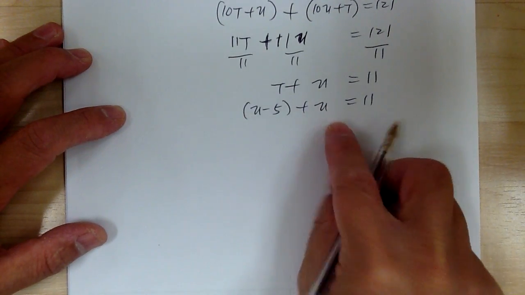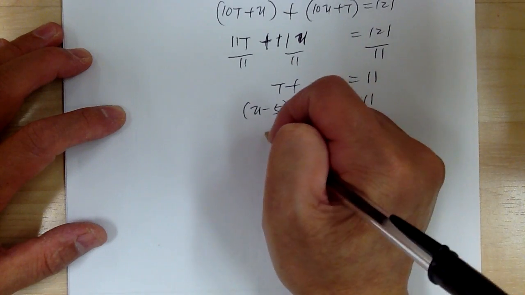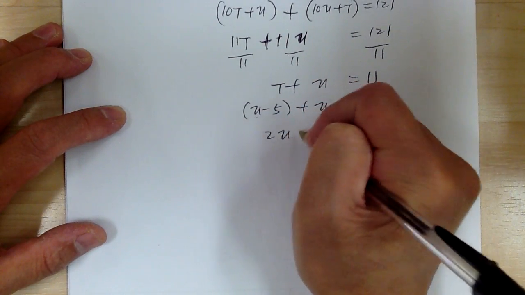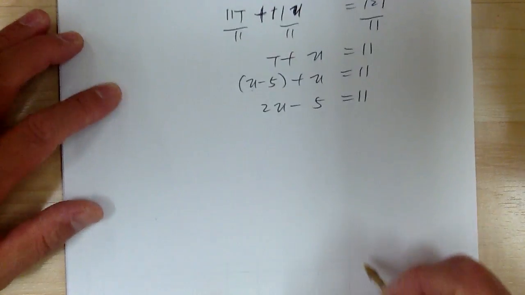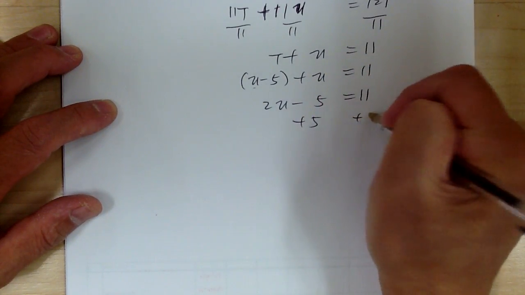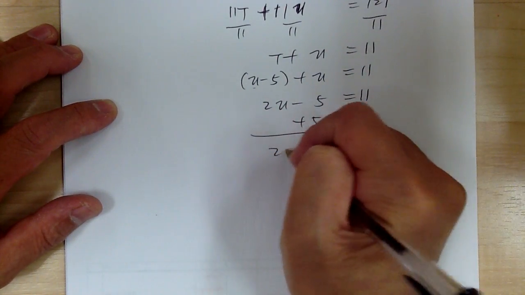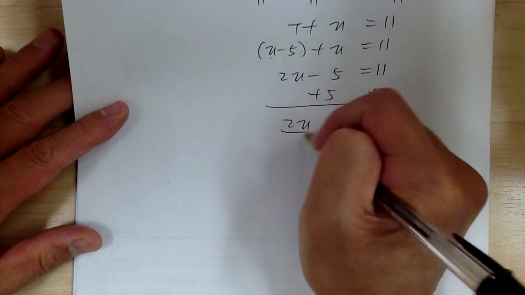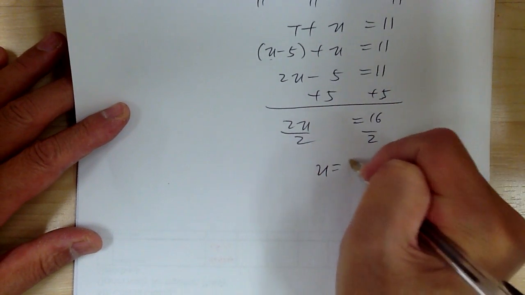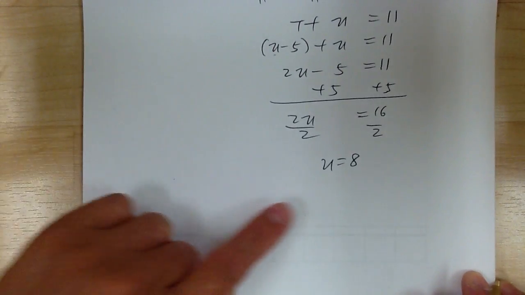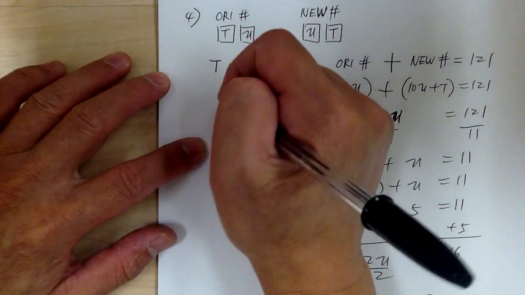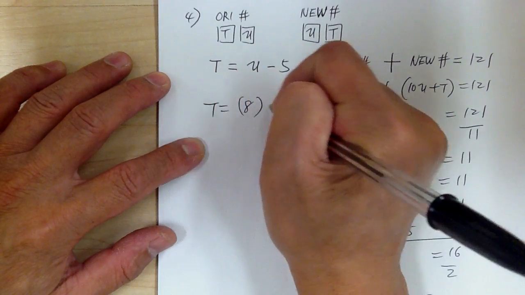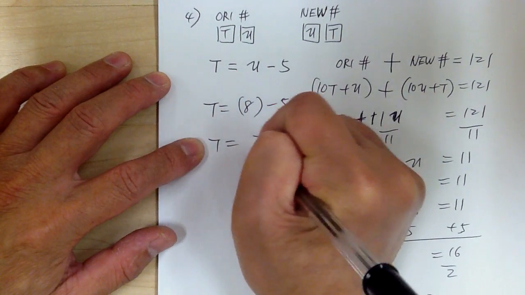And so from here you can simplify, right? So you can combine the like terms. So you got 2u minus 5 equal to 11. So plus 5 on both sides. You got 2u equal to 16. You divide by 2, so u equal to 8. So once you find out u equal to 8, you can come over here to substitute into here. So t equal to 8 minus 5, so t equal to 3.